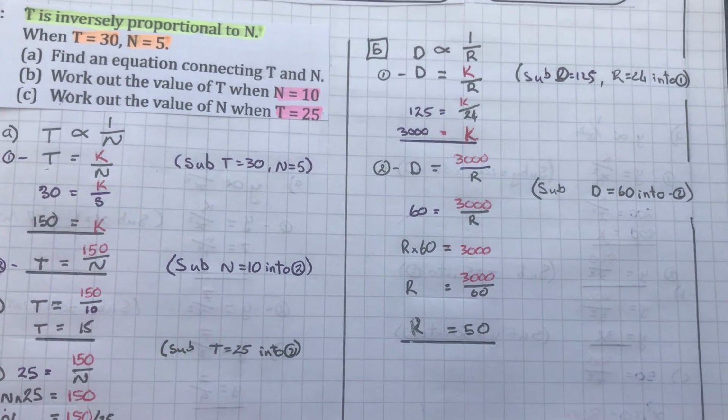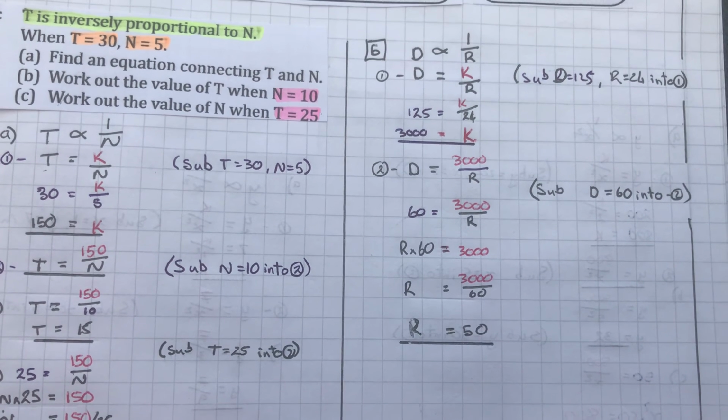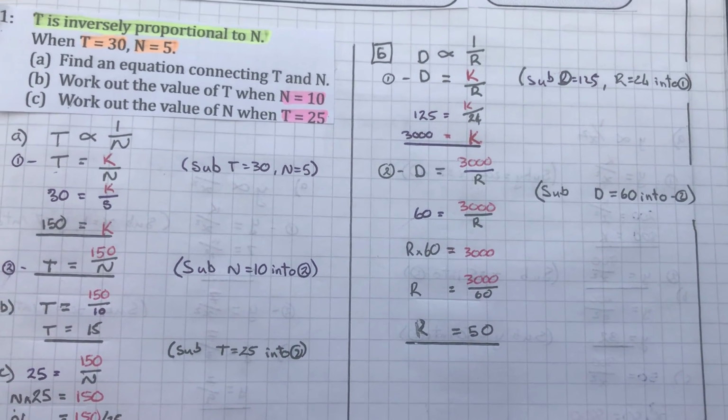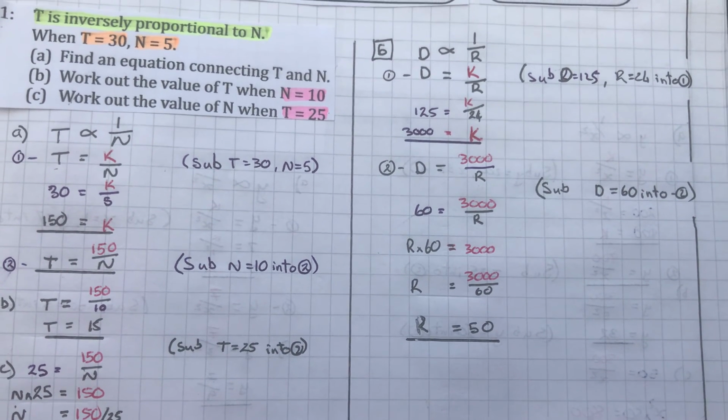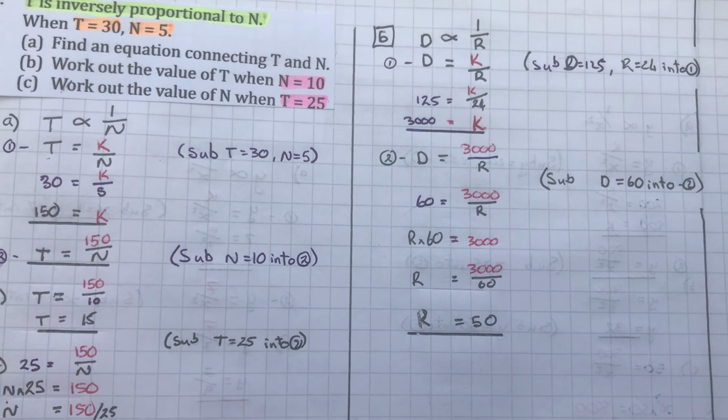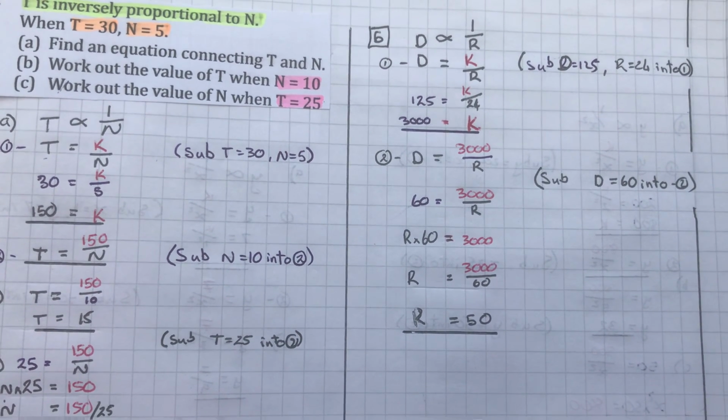And this time round, if the number of researchers is what I have to find, and the number of days is 60, I need to multiply both sides by R, divide both sides by 60 to find the number of researchers I need from this occasion will become 50.